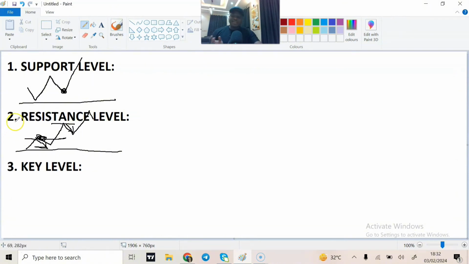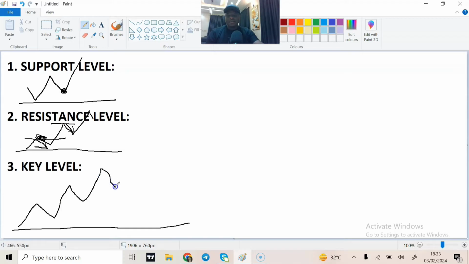So now let's go to key levels. A key level is not the same as a support level, and it's not the same as a resistance level. A key level is a price in the market where the market has been both a support and a resistance level. For instance, let's say this is what price is doing. Price moves zig zag, zig zag, zig zag.